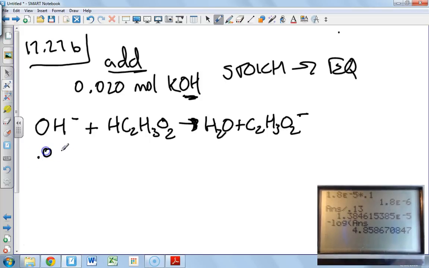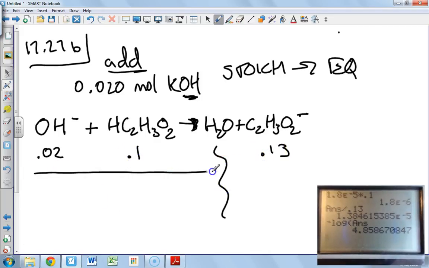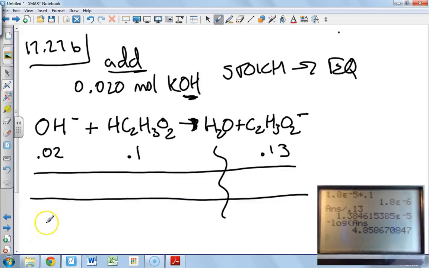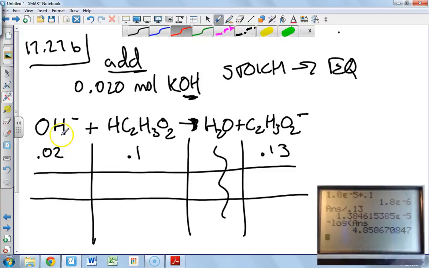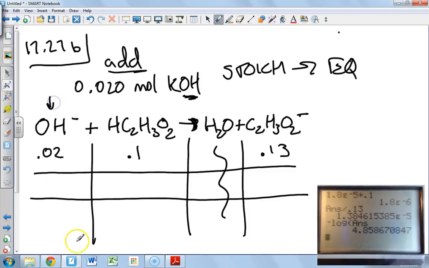This at 0.02 moles, this at 0.1 moles, and this at 0.13 moles. All of these things now get us to a new ratio of the acid to the conjugate. This is also why this solution is a buffer, because at the end of this, this is going to be all zero. Watch how this becomes all zero. Where's the limiting reactant? This guy is the limiting reactant.